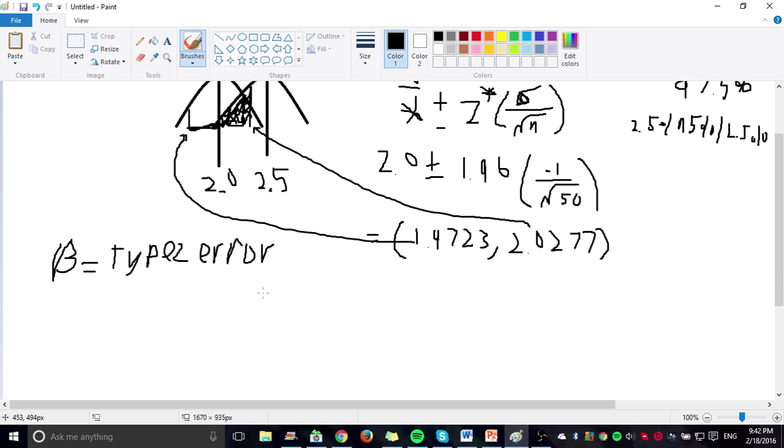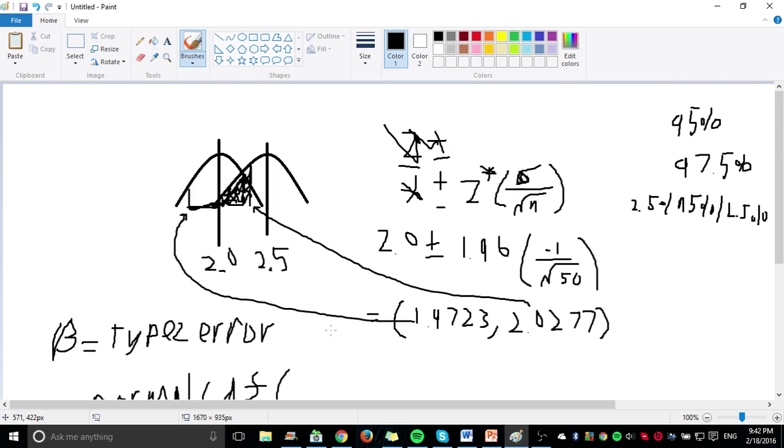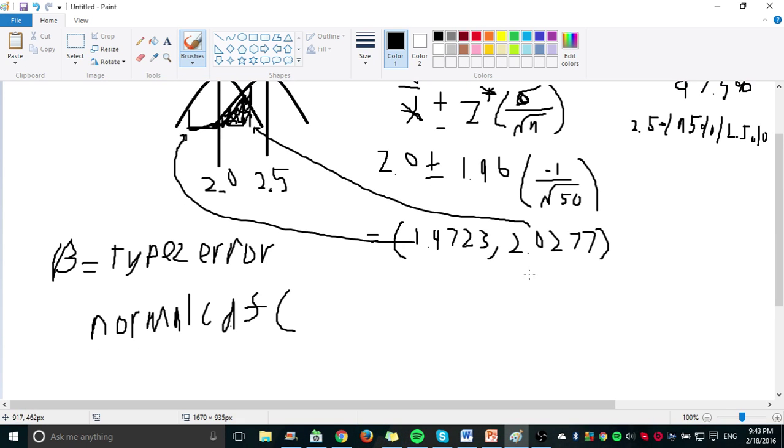So what does that mean? It basically means you want this area, so now you're just going to use a normal CDF to find that area. The values will be, as you should know, the two significance levels we calculated. The lower bound is 1.9723, and the upper bound is going to be 2.0277.